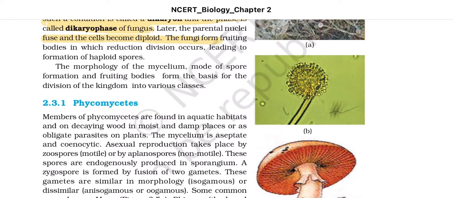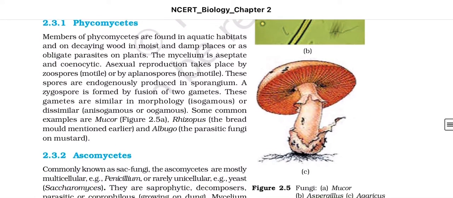The fungi form fruiting bodies in which reduction division occurs, leading to formation of haploid spores. The morphology of the mycelium, mode of spore formation, and fruiting bodies form the basis for the division of the kingdom into various classes. Phycomycetes.